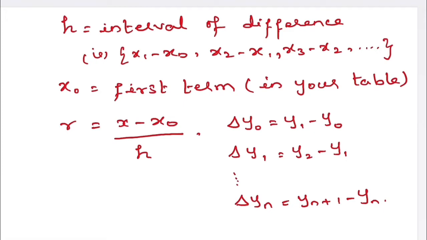And you have delta y0, delta y1 and delta yn. So your delta y0 is equal to y1 minus y0 and delta y1 is equal to y2 minus y1 and so on, and delta yn is equal to yn plus 1 minus yn. So this is your Newton's forward interpolation formula.